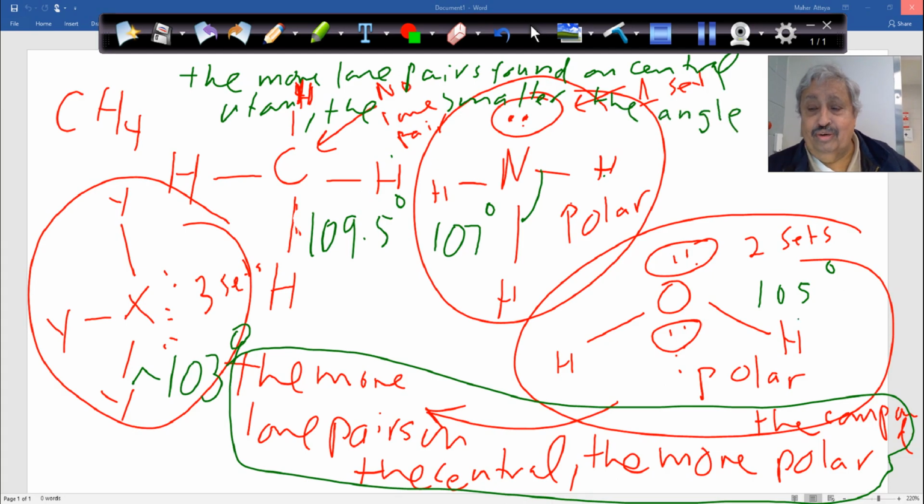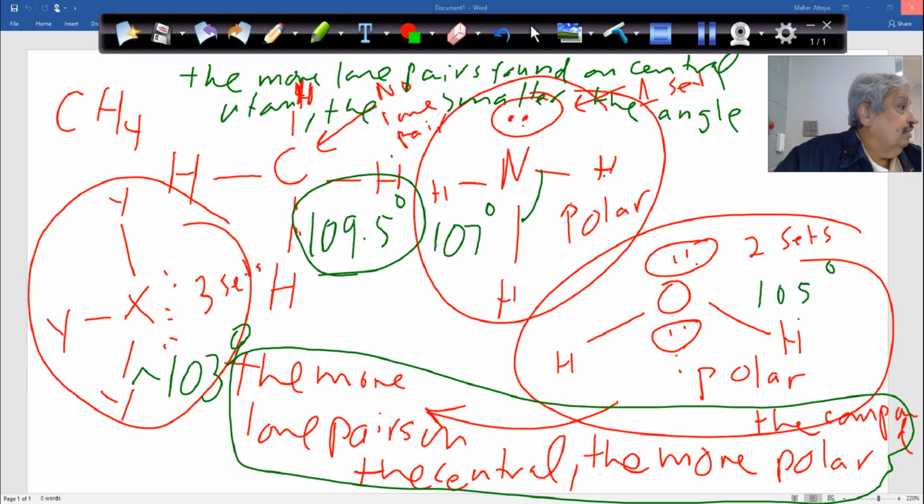H2O is 105 because it has 4 units or 4 groups: 2 sets of lone pairs and 2 sets of bonding pairs. But still, because of the 2 lone pairs, the angle went down. So the tetrahedral 4 units with no lone pair gives more, and as you get more lone pairs, the angle will be less and less. If you have a theoretical compound with 4 sets, those 4 sets will squeeze the angle maybe to around 98 or 100 degrees. Are you following me here?